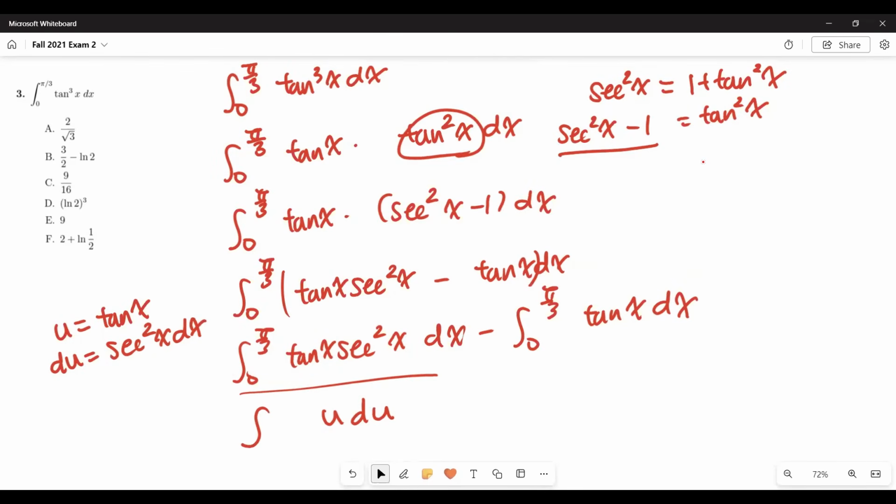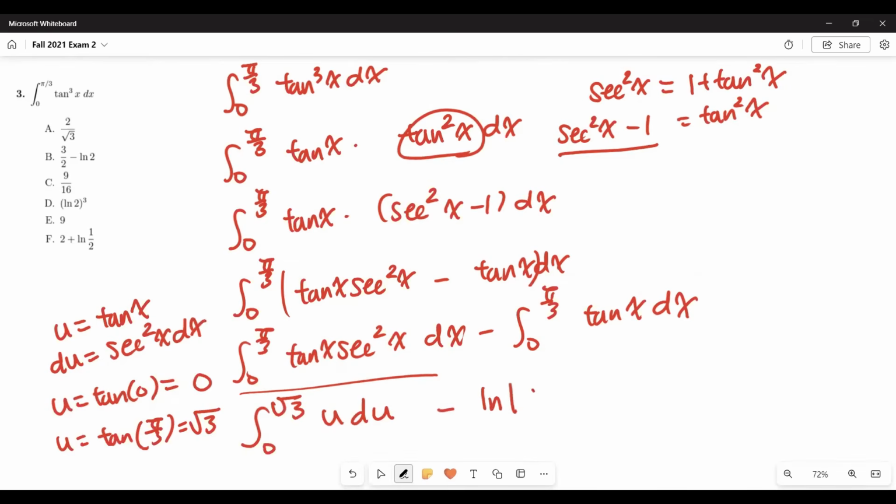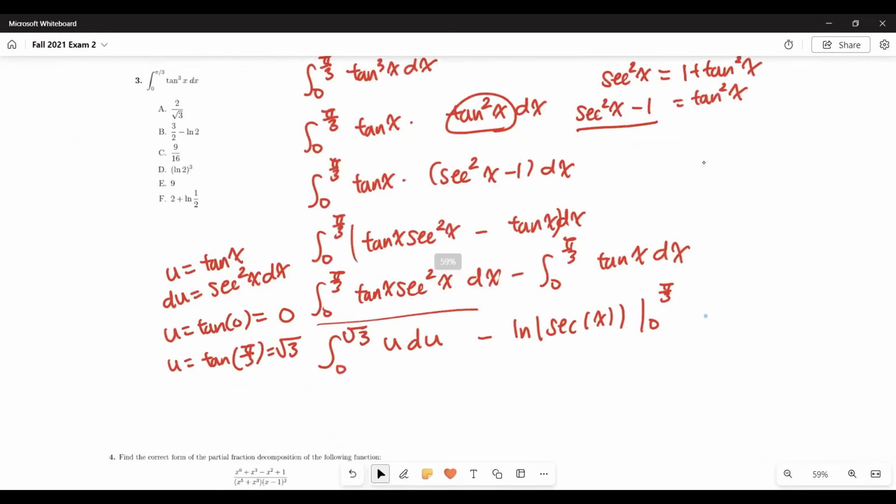So tangent u equals tangent 0, this is just 0, right? U equals tangent pi over 3, this just becomes square root of 3. So it's from 0 to square root of 3, u du, minus this per tangent x. If you remember, the tangent x integral is the same as ln absolute value of secant x, from 0 to pi over 3. Okay, let's do the integration now.